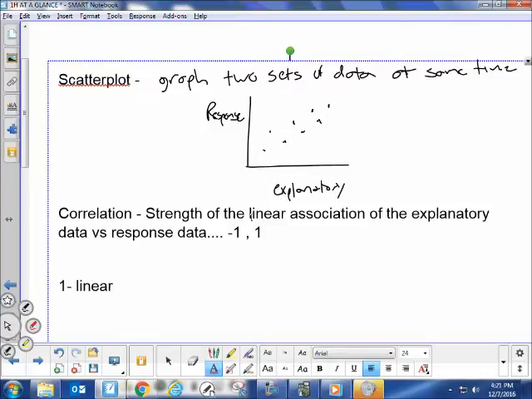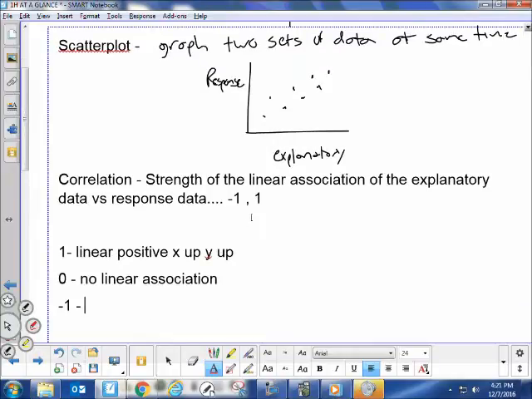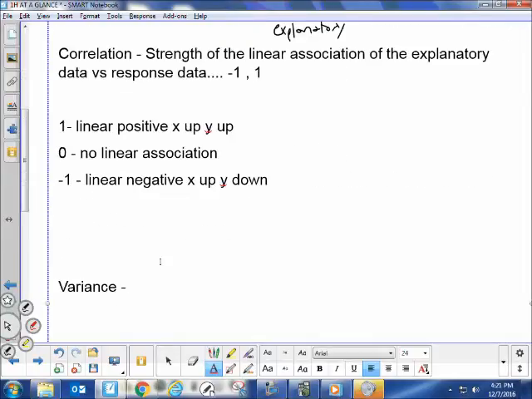You are 1, you are linear, and you are positive, which means as your x is going up, your y is going to go up. 0 means there is no linear association. -1 would be extremely linear, but it would be a linear negative association. That means as your x values are going up, your y values would go down. Okay? It is not in a unit. It's just the strength. Closer to 1, the stronger the linear association, whether it's positive or negative.